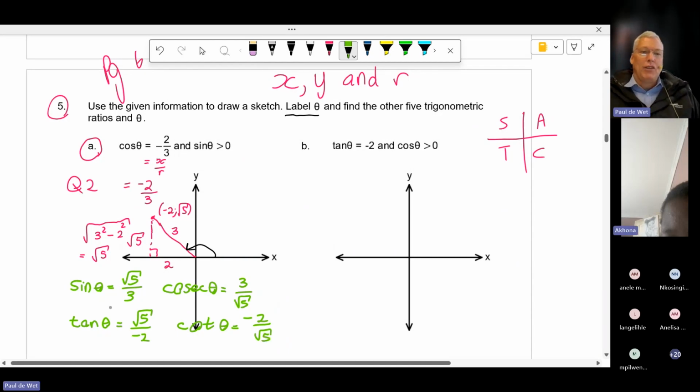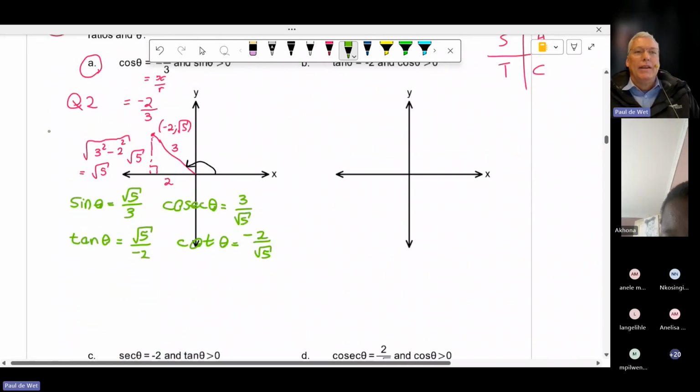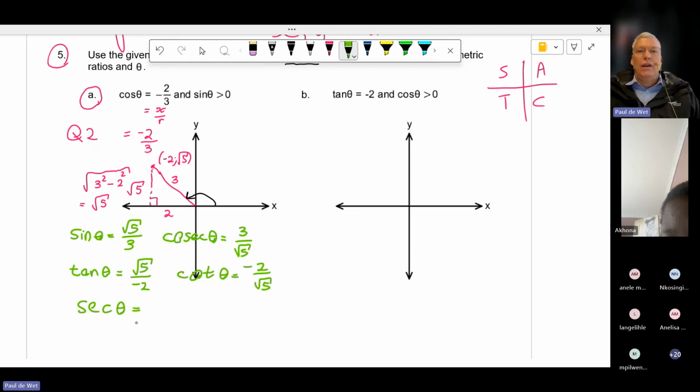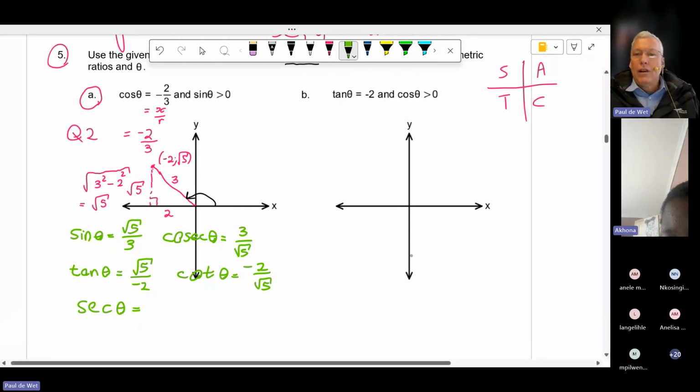And the last one that I haven't got, who can tell me which one am I missing? There's cos, but which one have I not got? I haven't got sec. How do I get sec? I turn cos upside down. So 3 over negative 2.